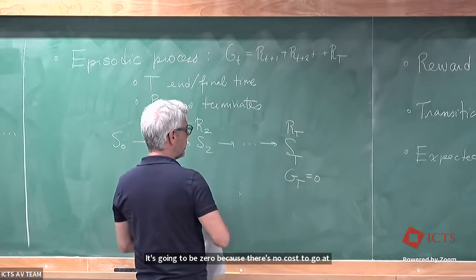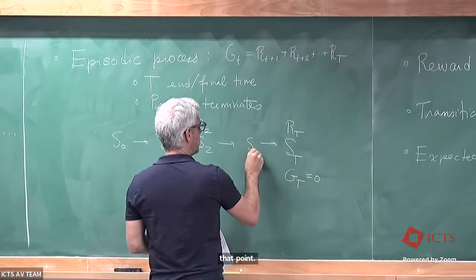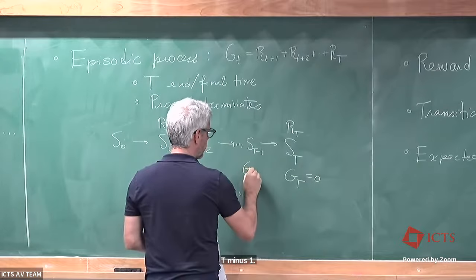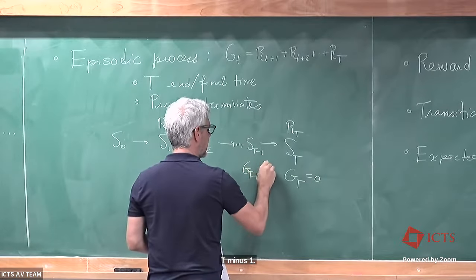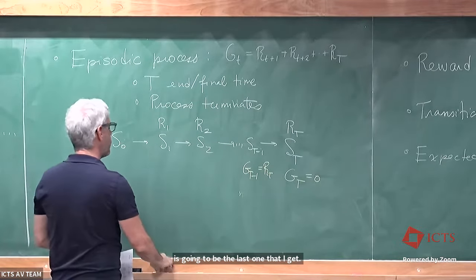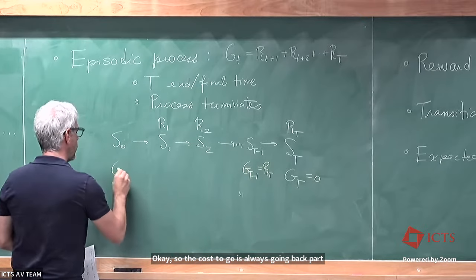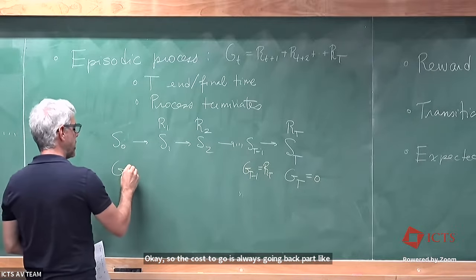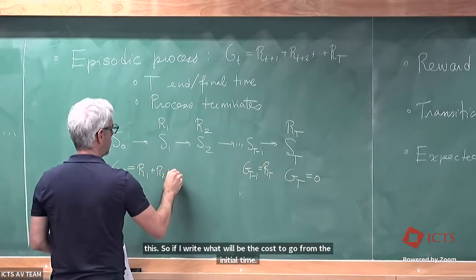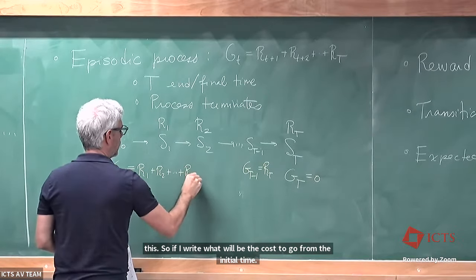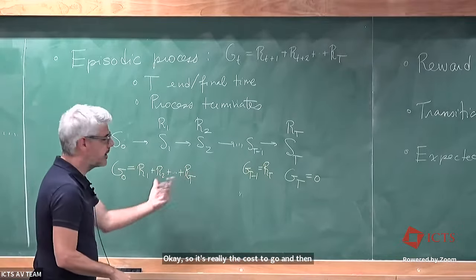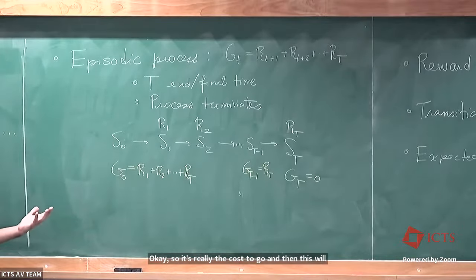If I go just one time step before, so T minus 1, then what will be the cost to go? It's going to be the last reward that I get. So the cost to go is always going backward like this. If I write the cost to go from the initial time, then it's the full cost. It's really the cost to go, and this will necessarily be finite because you have a finite horizon.